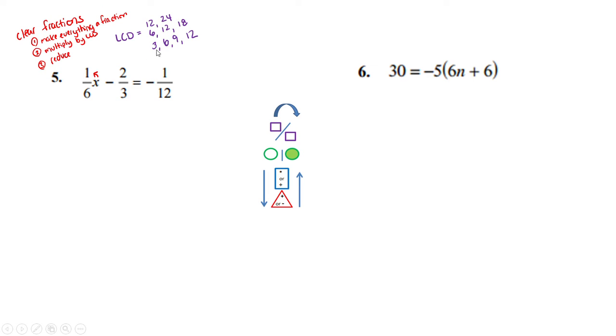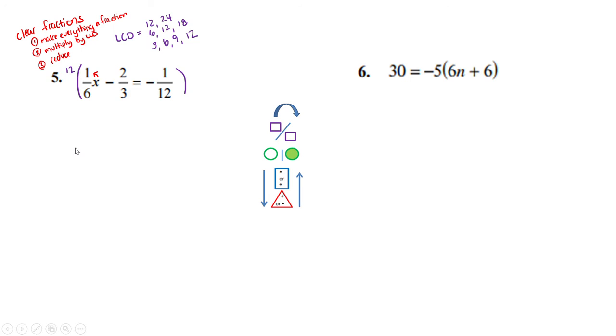Then if I take my 6, I'm doing the same thing. 6 times 1 is 6. 6 times 2 is 12. 6 times 3 is 18. What LCD stands for is the lowest common multiple, which is the lowest common number that they have in common. And that would be the 12.